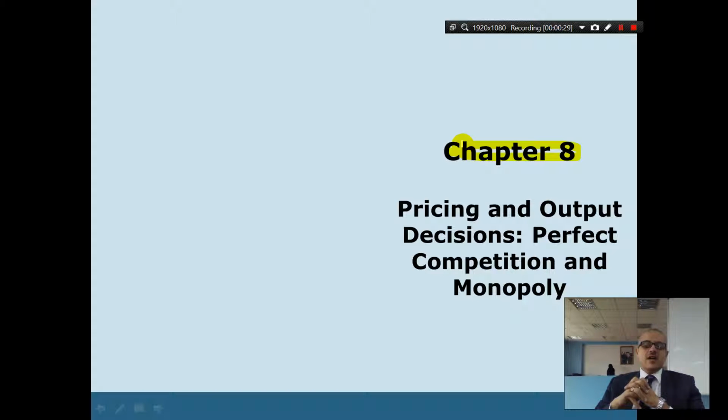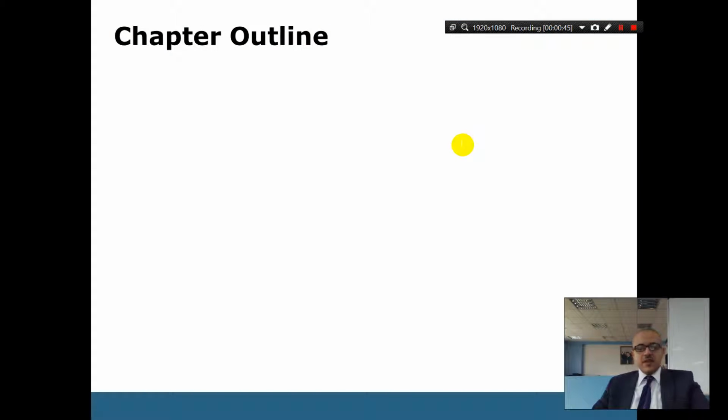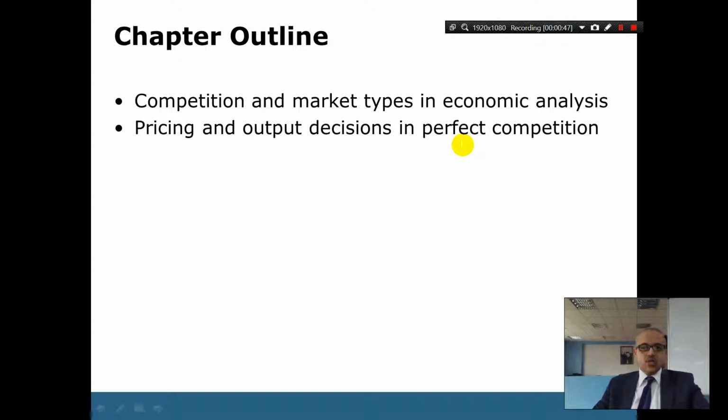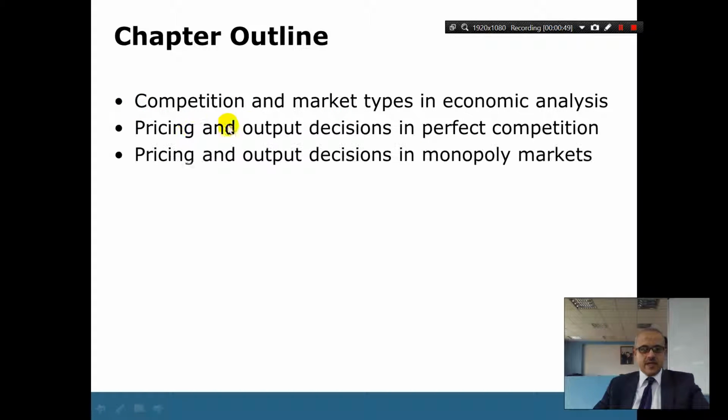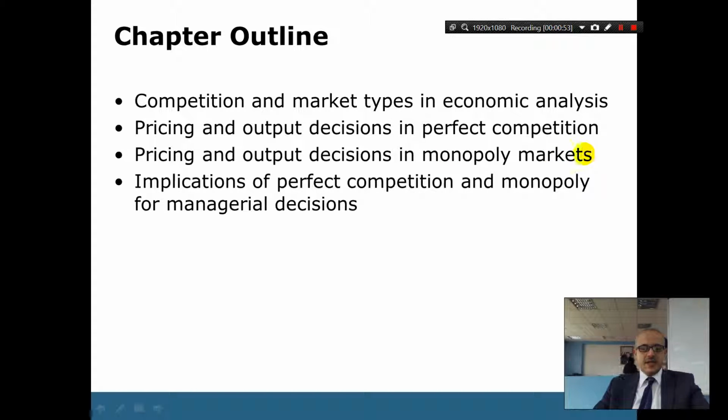Or maybe we are in a monopoly where there's only one producer, and this producer is going to decide on the price, and they also decide on the quantity that they produce. So this chapter talks about competition and market types and economic analysis, pricing and output decisions in perfect competition and monopoly markets. Implications of perfect competition and monopoly for managerial decisions.